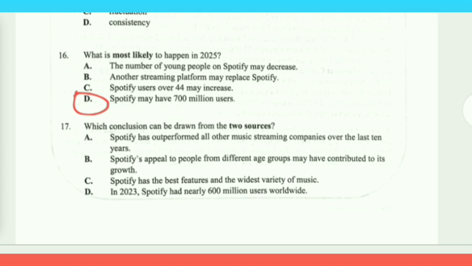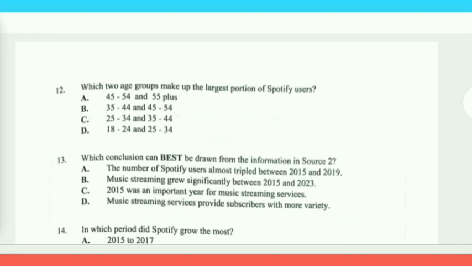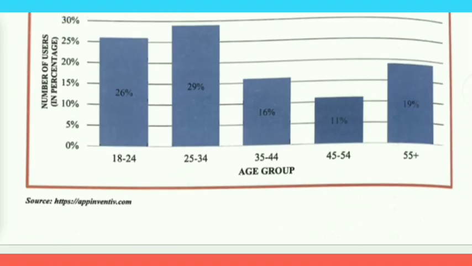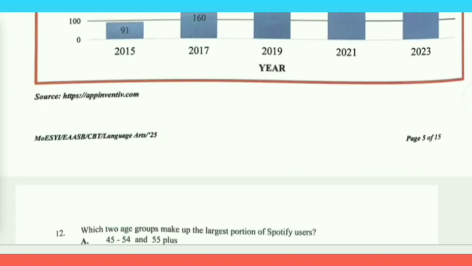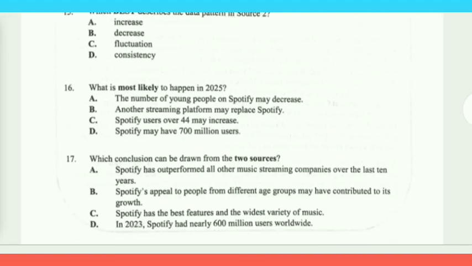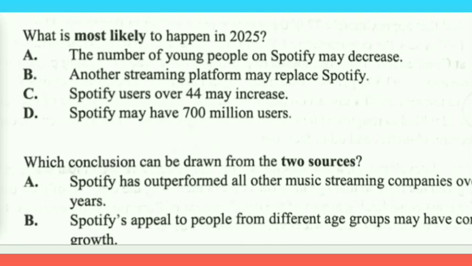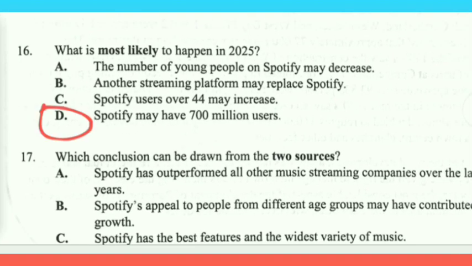A says the number of young people on Spotify may decrease. Not seeing that showing. Another streaming platform may replace Spotify. They're not competing with anybody in the information. We have the sources, so we can't use that. C says Spotify users over 40 may increase. That's a possibility, but based on what we're seeing, I think that age group has the least amount, if I'm remembering well. Yeah, those age groups have the least amount. It could be, but the most appropriate answer is that they could end up having over 700 million users. That's D.